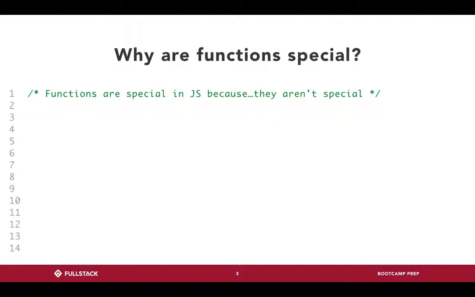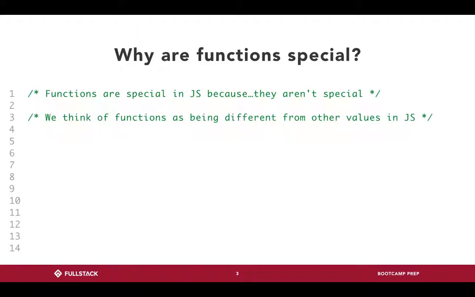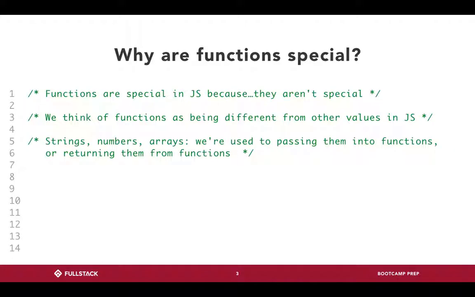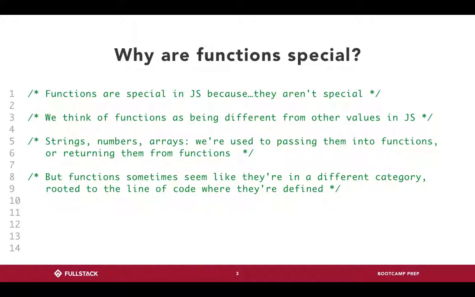So let's build up to that knowledge on how this works. So functions are special, but they're not actually special because we can pass them around like any other value. We just tend to think they're different than other values, but they're not. Strings, numbers, arrays, we're used to passing them into functions or returning them from functions, but functions seem like they're in a different category and they're rooted to the line of code that they're defined, but they're not, because we have variables that refer to them and we can pass those variables around.